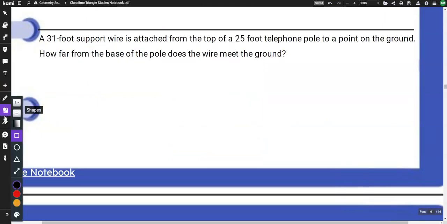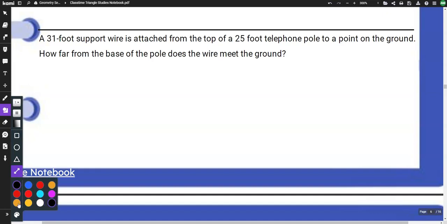All right, a 31-foot support wire is attached from the top of a 25-foot telephone pole to a point on the ground. How far from the base of the pole does the wire meet the ground? All right, so if you have a pole and you have something from the base of the pole, or you have something meeting from the base of a wall, whatever is going from the pole or the wall to the ground is usually the hypotenuse.